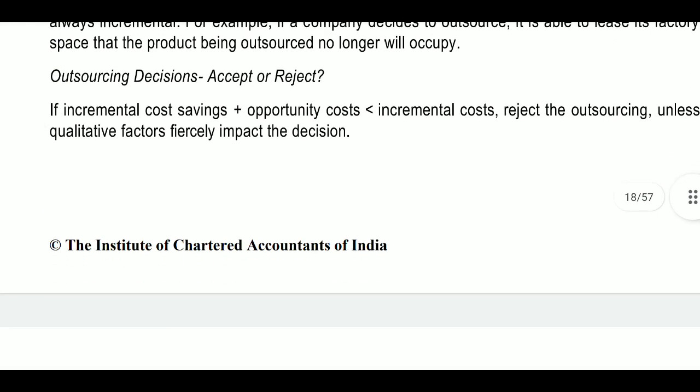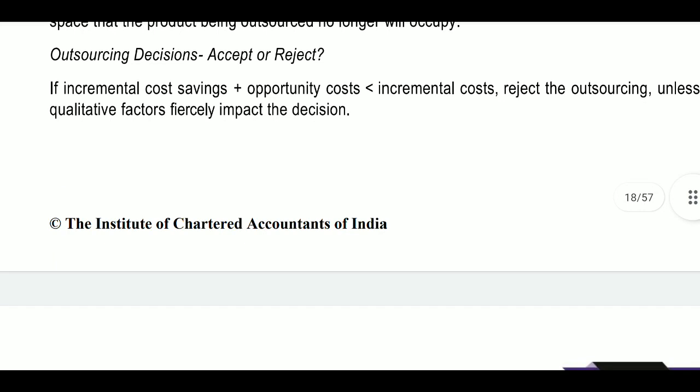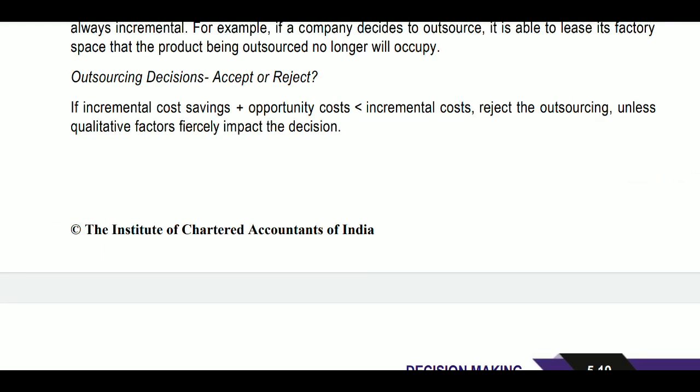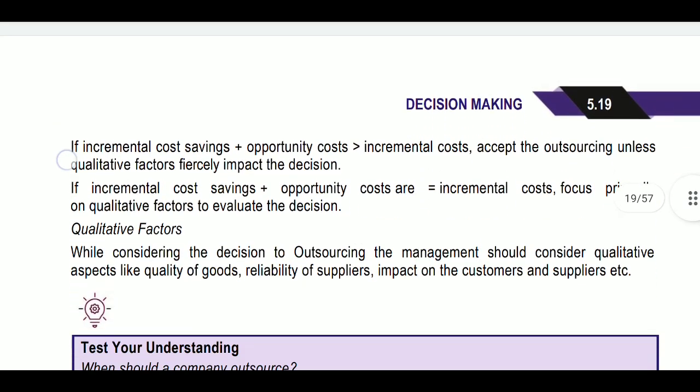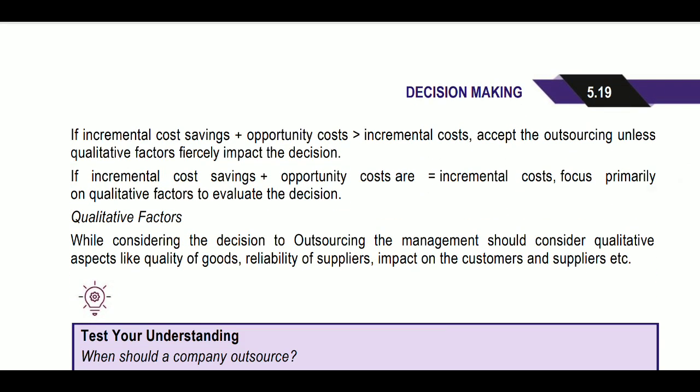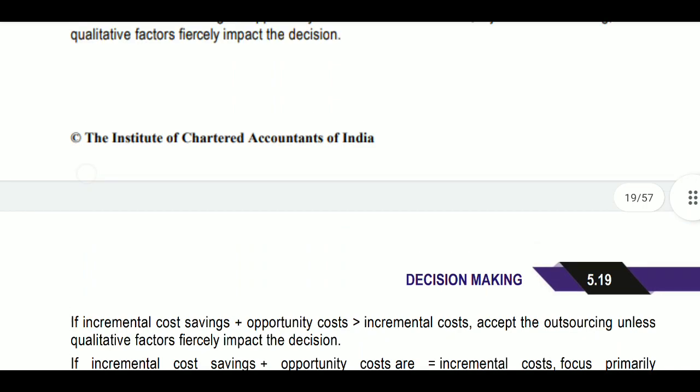From the savings, we will see the rank basis. When will the outsourcing decision be accepted? If incremental cost savings plus opportunity cost is less than incremental cost, then reject the outsourcing unless qualitative factors impact the decision. If incremental cost saving plus opportunity cost is greater than incremental cost, then accept outsourcing. If incremental cost saving plus opportunity cost is equal to incremental cost, then you may accept or you may reject the outsourcing. Here there are also some qualitative factors.